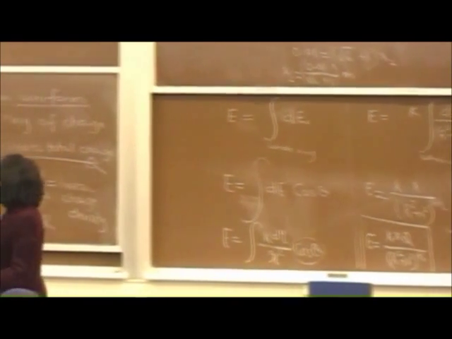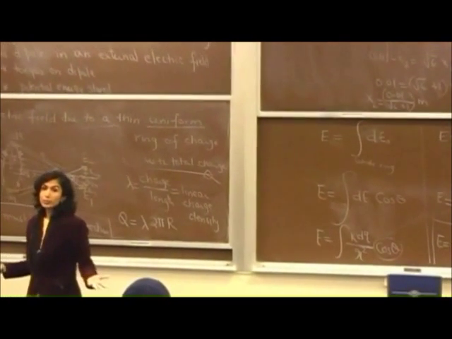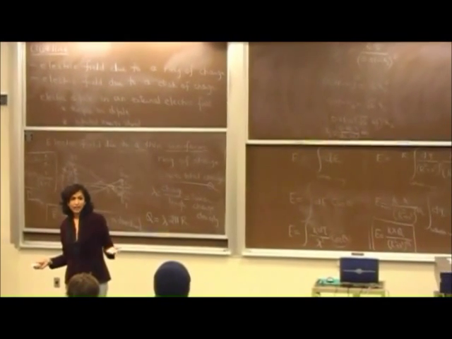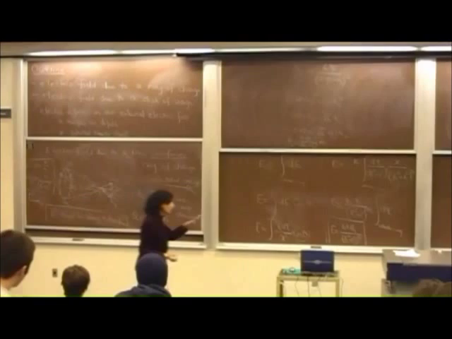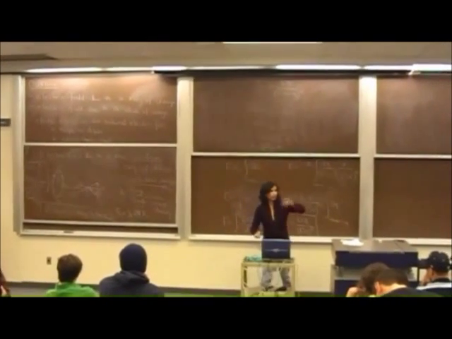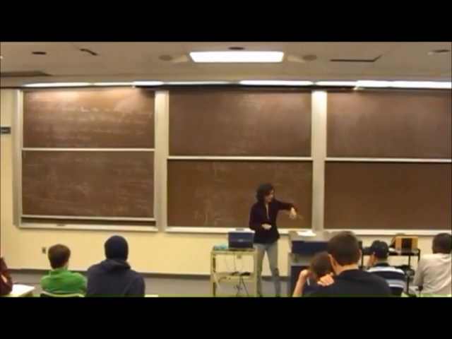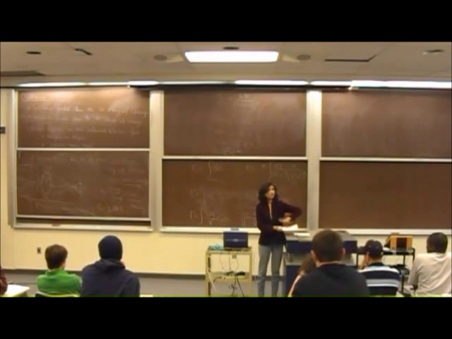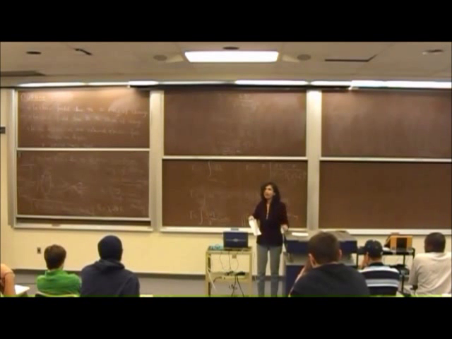I want to do a more difficult problem with you. So now I want to say, can you find the electric field due to a disk of charge? So I don't just have a thin ring. I have a circular disk, and the charge is uniformly distributed on that disk. The question is, can you find the electric field again along the axis at a distance x away from this disk? How would you do that problem?